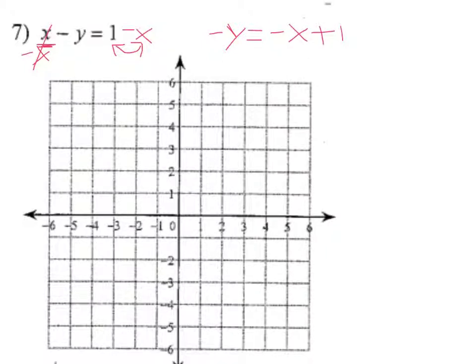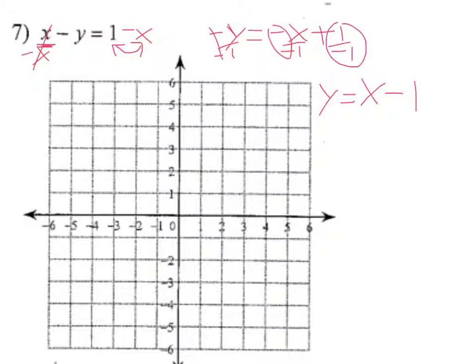Now I always have y by itself. I have to get rid of that negative in front of the y. So I divide everything on both sides by negative 1. So these negatives cancel out. I have y equals, these negatives cancel out. So it's just going to be positive x. And then this right here, 1 divided by negative 1 is negative 1. So I have y equals x minus 1.